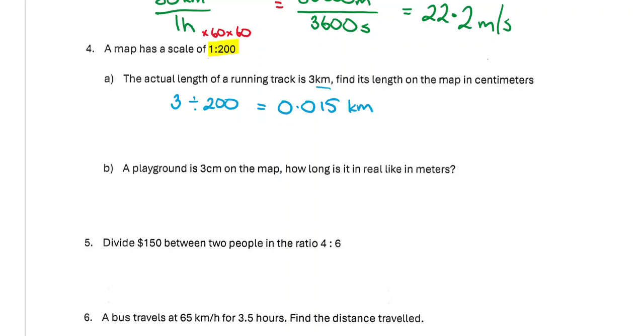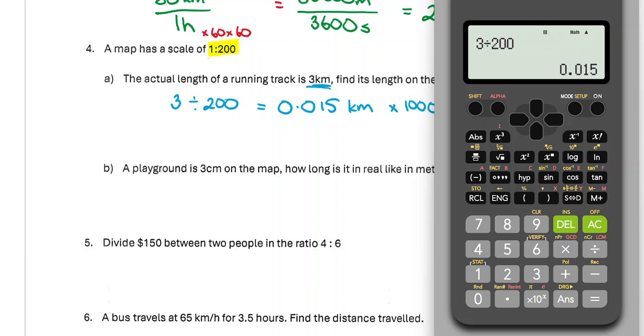It's always the same unit as what you were given in the question. If I put 3 kilometers in, then kilometers is going to be the unit for my answer. The question, however, asks me to find my answer in centimeters. To change kilometers into centimeters, I need to times by 1,000 to put it into meters, and then times by 100 to put that into centimeters. So let's type that in. We have 0.015, we times by 1,000 times by 100, and it is 1,500 centimeters.